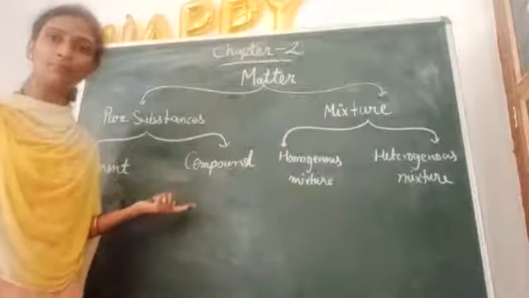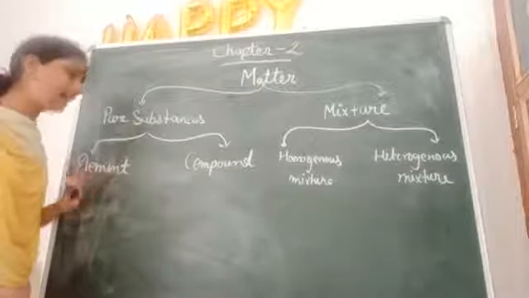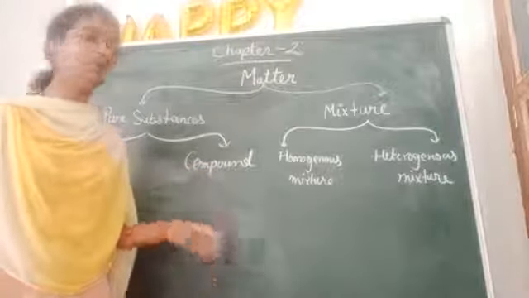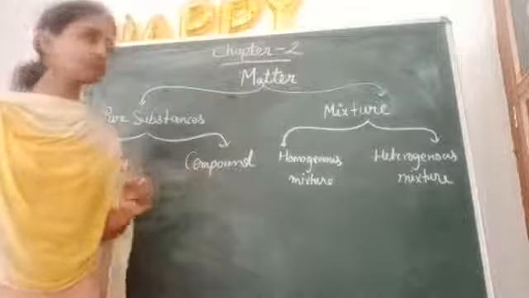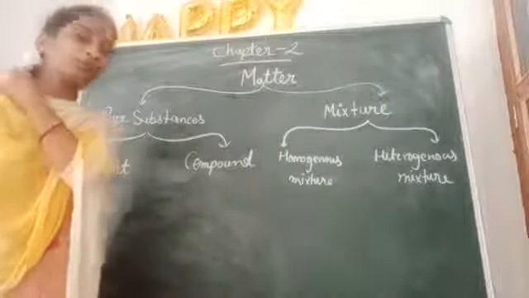As examples, I have told you the elements like sulfur, chlorine, iron. So they are elements, and compounds like H2O, CO2, H2SO4, HCN. When they are made up of two or more elements, they are known as compounds. Now mixtures are made up of two or more compounds.